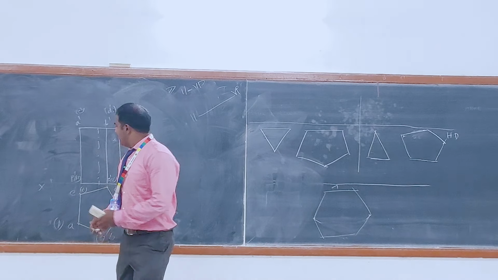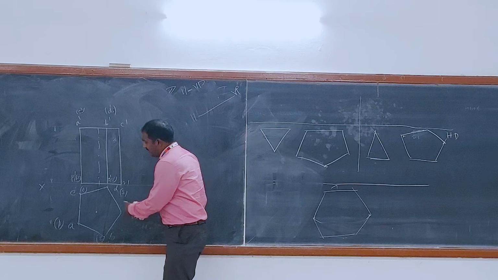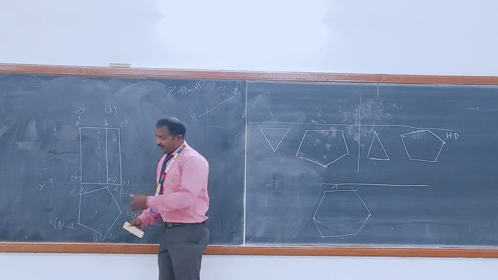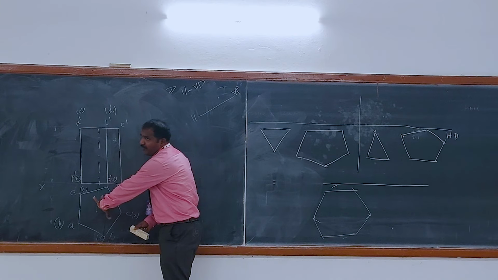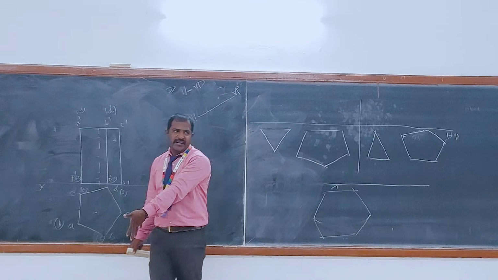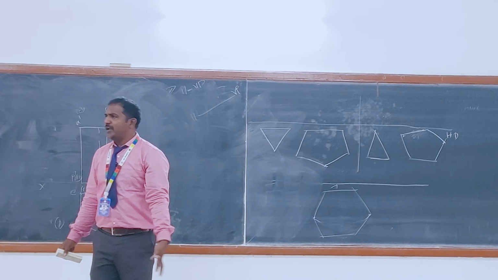If the base edge is parallel, turn it accordingly. If you mention the extra word parallel near to VP, turn like this. Parallel far away from VP, turn like this. Got it? Very simple, right? Any doubts here?